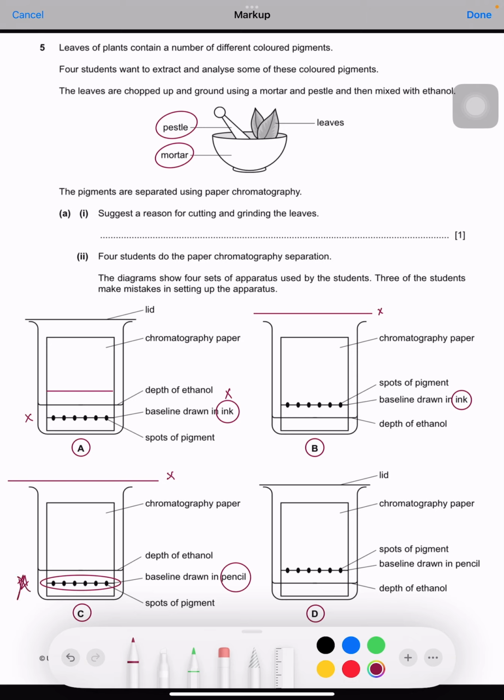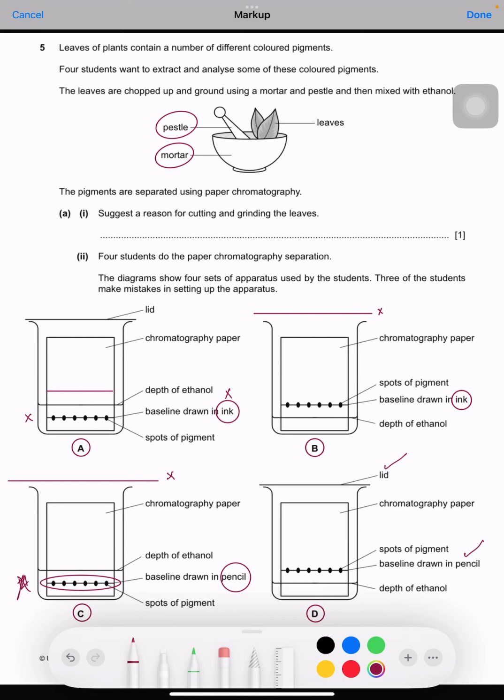Now we can look at D. The lid is there, correct. The line is drawn with the pencil, correct. And the third is that the line should be above the solvent, and that is correct too. So these are the mistakes in A, B and C, and there is no mistake in D. Let's move on to the next page.